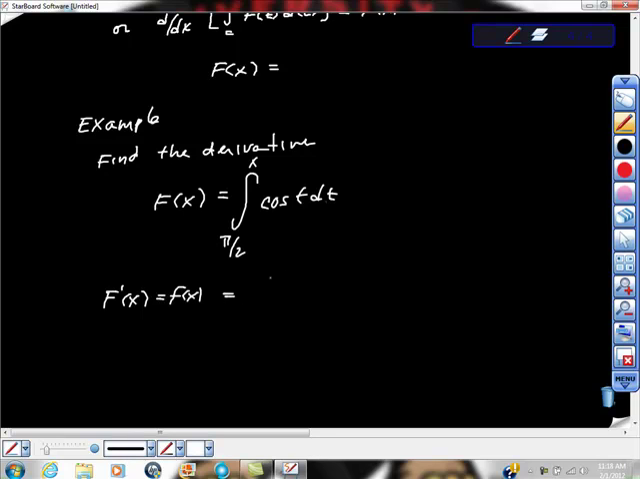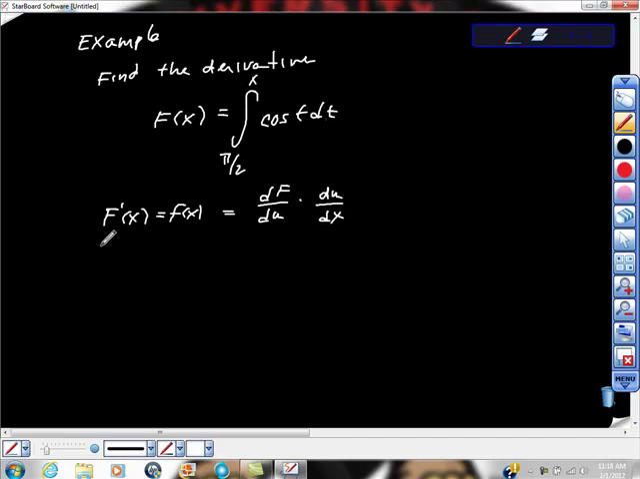Which is equal to df/du times du/dx. This looks terrible, but this is just the chain rule. This is the outer function, and this is the inner function. When we use the chain rule, we take f prime at g of x times g prime at x, and that's what's happening right there. That shouldn't freak us out too much.